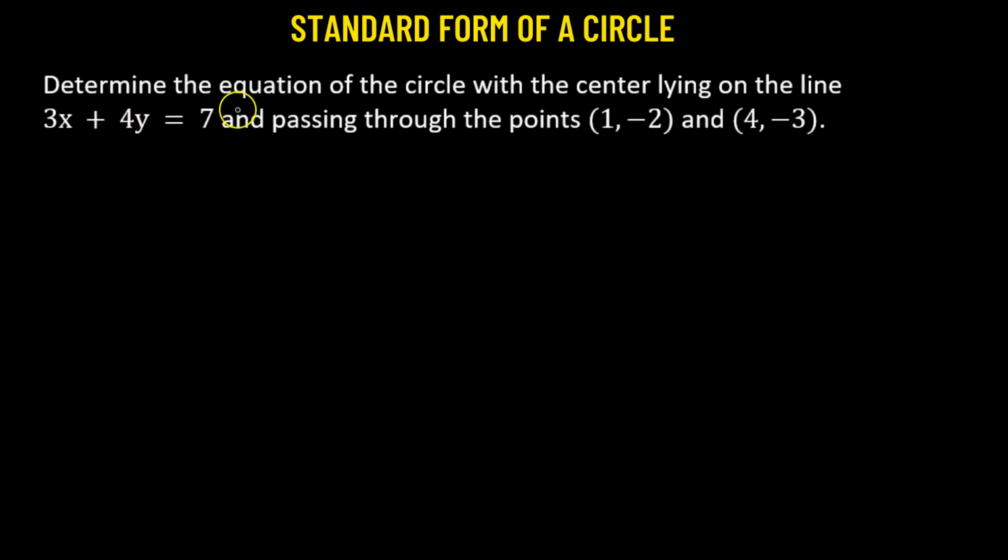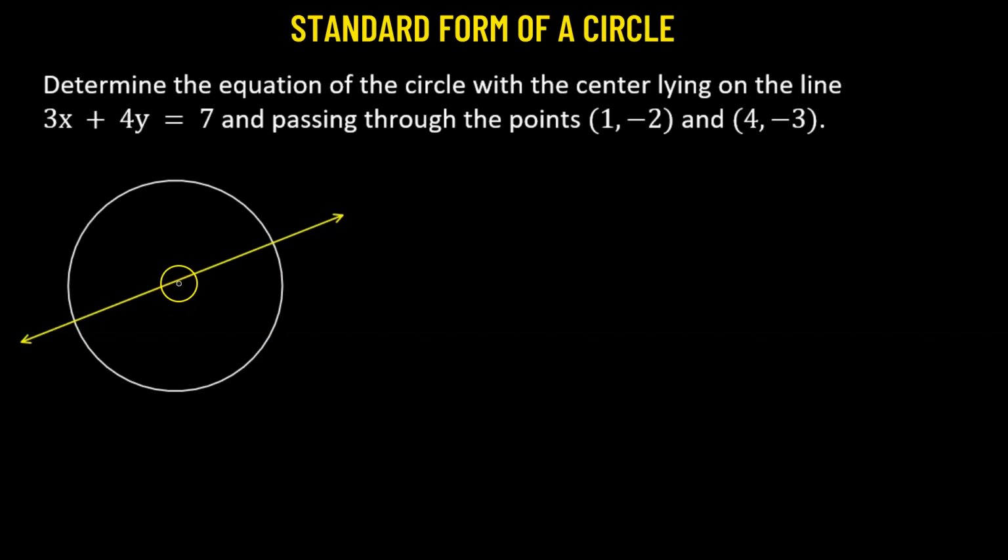So in this problem, we need to determine the equation of a circle with the center lying on the line given by the equation 3x + 4y = 7. And the circle passes through 2 points, (1, -2) and (4, -3). So let's try to understand the problem graphically first.